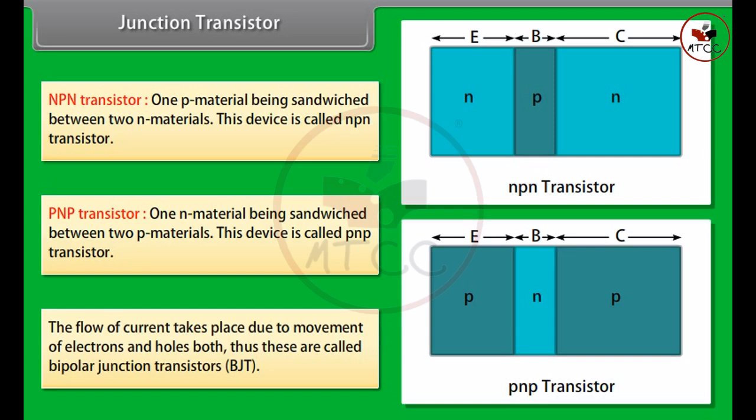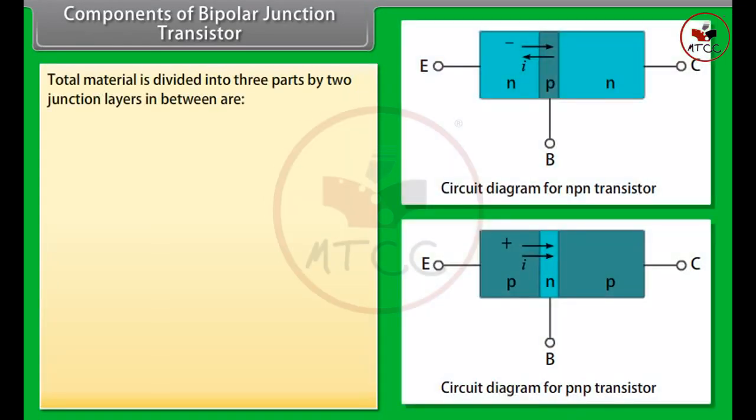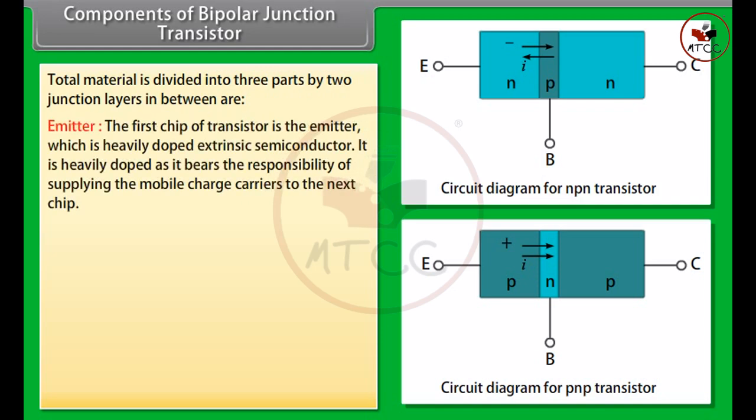The flow of current takes place due to movement of both electrons and holes. Thus, these are called bipolar junction transistors. Components of bipolar junction transistor. The total material is divided into three parts by two junction layers. Emitter: the first chip of the transistor is the emitter, which is a heavily doped extrinsic semiconductor. It is heavily doped as it bears the responsibility of supplying mobile charge carriers to the next chip.